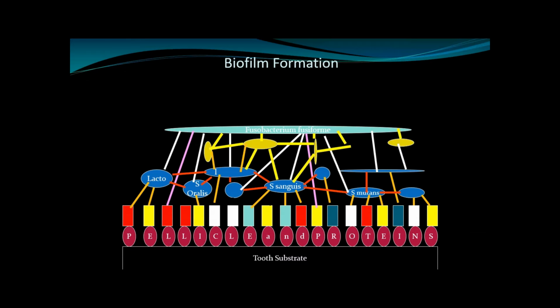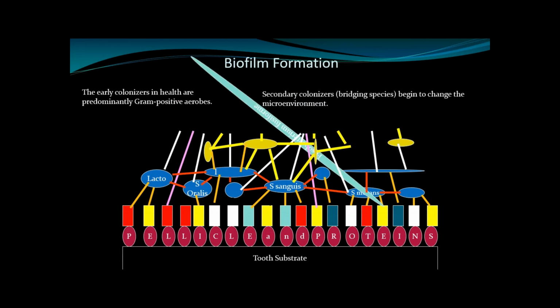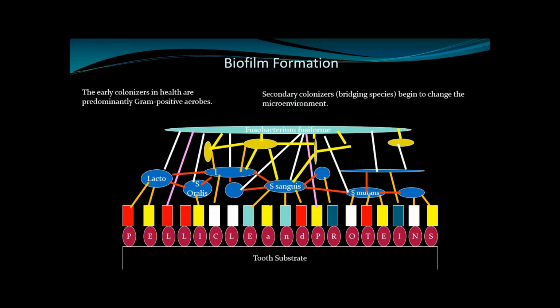Then you get your secondary bacteria that come in, and this is where it begins to change. That's your secondary colonizers, most of these either gram-positive or gram-negative facultative anaerobes. In this environment, the pH is low because they're using the carbohydrates. They're making lactic acid. We get decay. This is what we learned.